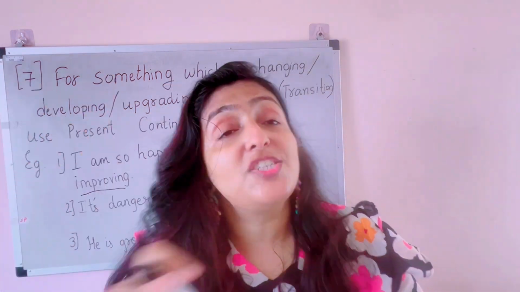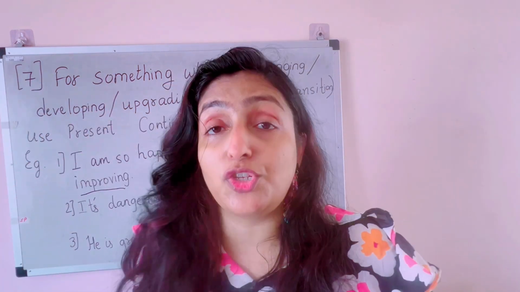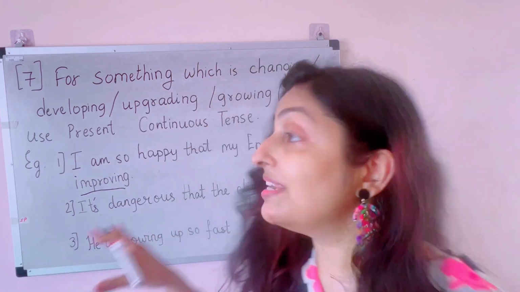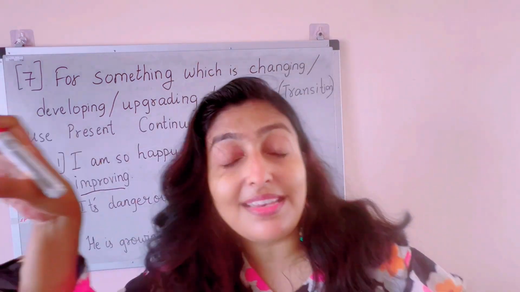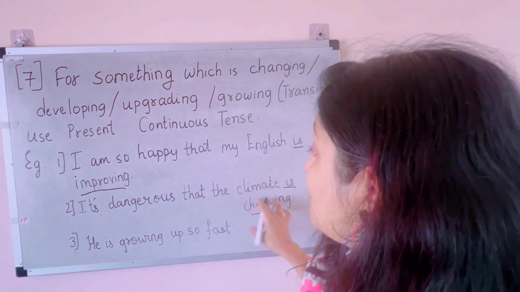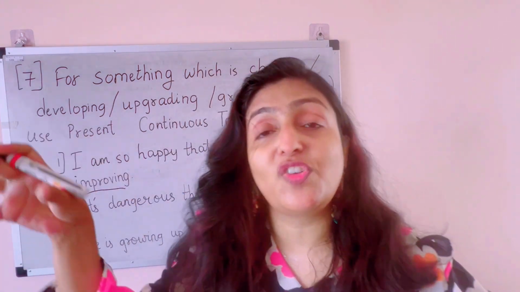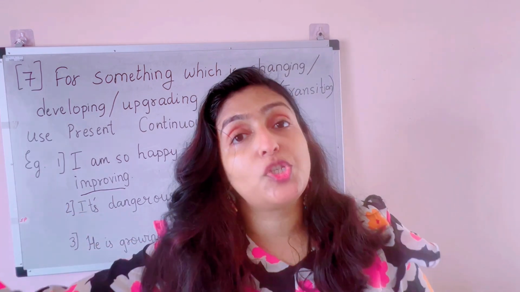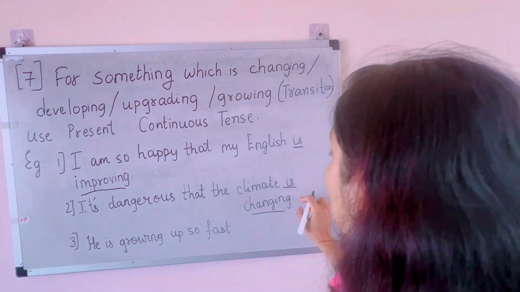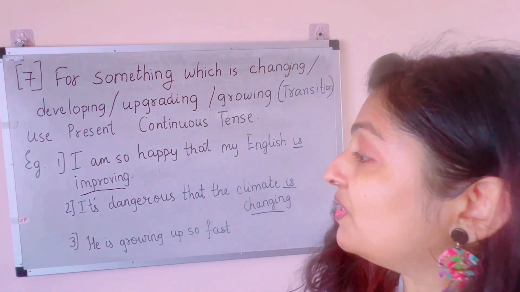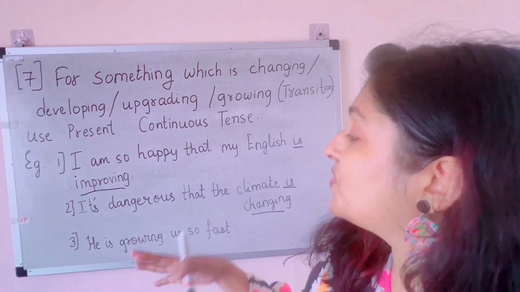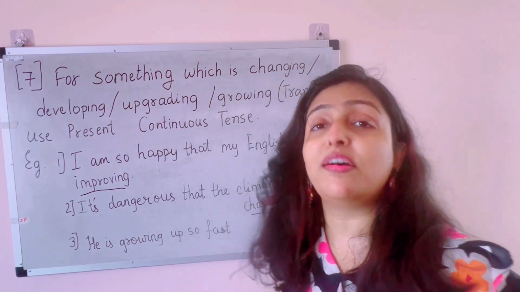It has not achieved a complete change. It has not achieved a complete metamorphosis. Okay, it is changing. We can see the symptoms. So in such cases where there is a transition, movement from one change to another, we can use present continuous tense. The third example is, he is growing up so fast.